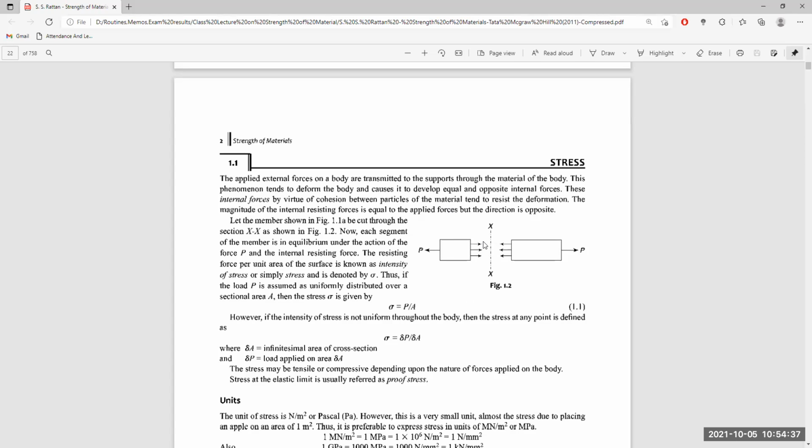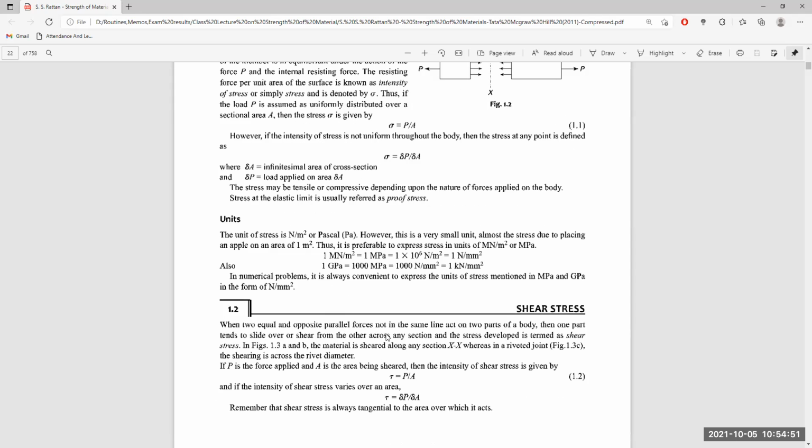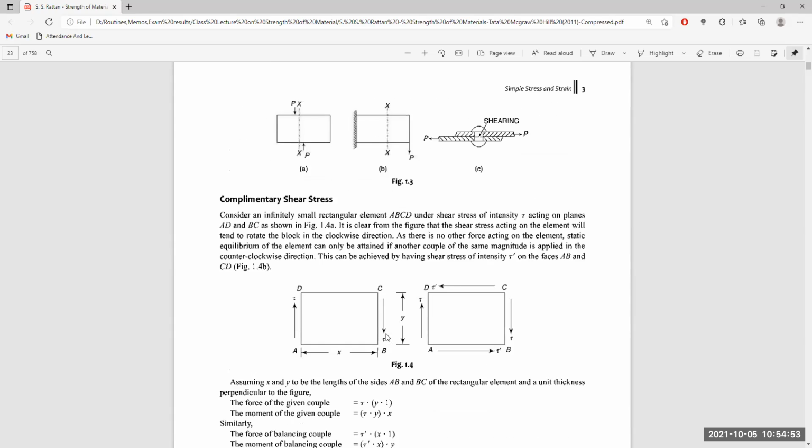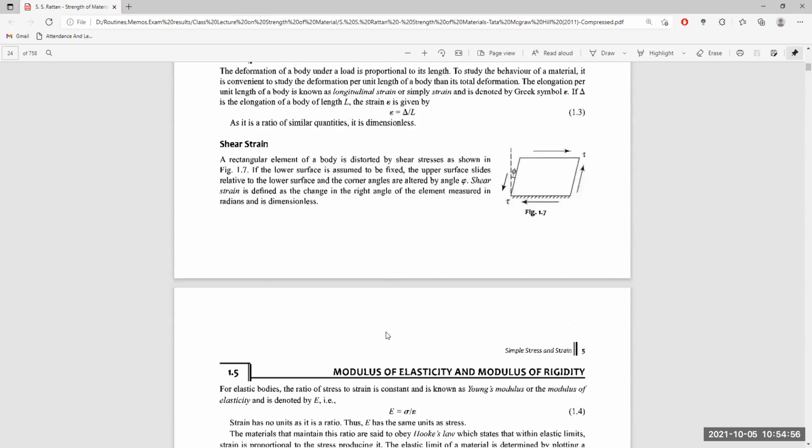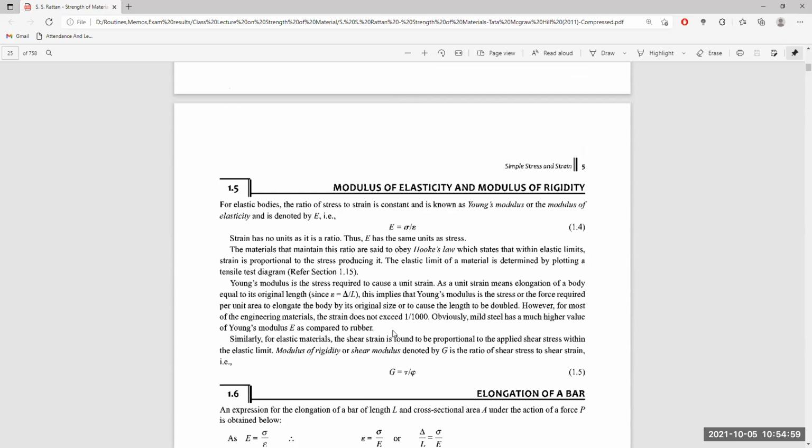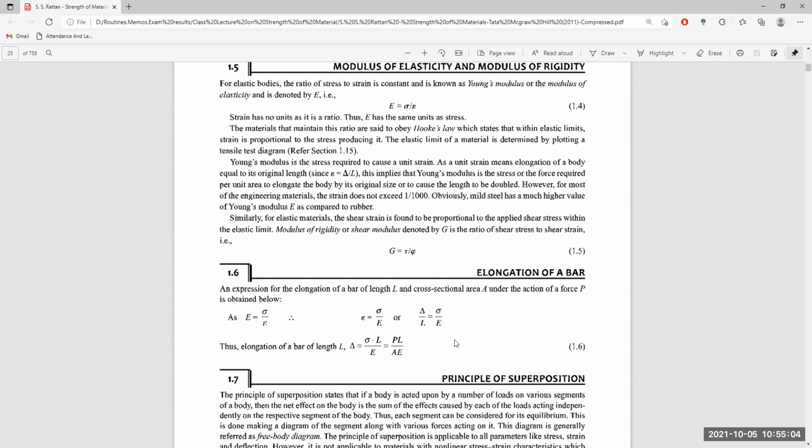This increase in length, that is elongation, divided by the original length before elongation is defined as strain. And as per Hooke's law, stress is proportional to strain. Then the constant of proportionality is given as the Young's modulus. And when I go to the modulus of rigidity, I will tell you what modulus G is. You have to know this is the Young's modulus itself.